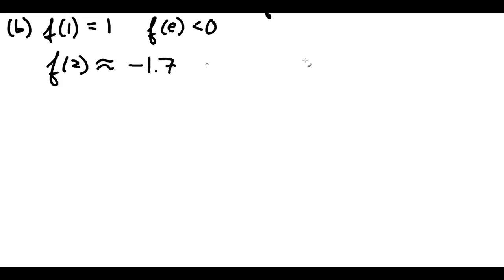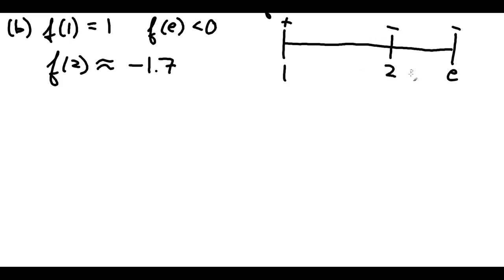Okay, so let me draw a little picture over here. We have 1. We have e. We know that at 1, the function is positive. At e, the function is negative. And we are trying to figure out where it's 0. So we have just found that at 2, which is, say, around here, we get a negative number. Now, there may or may not be a 0 to the right. We don't know. But we definitely know that there's a 0 between 1 and 2, don't we?